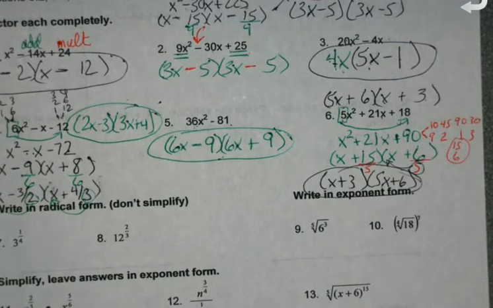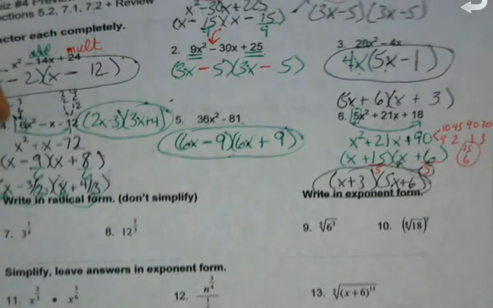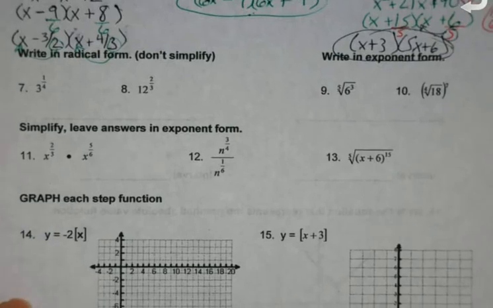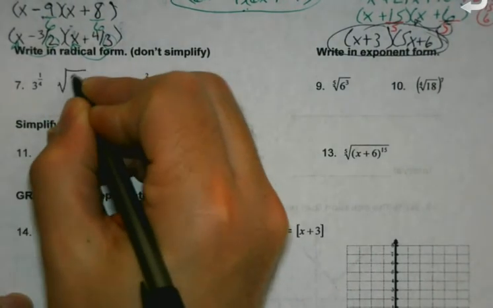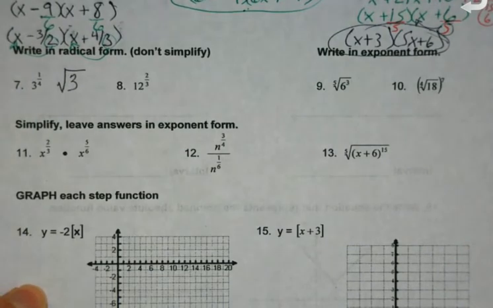Then we finally get back into the stuff we've been doing. Sliding things off the page here. Write in radical form, don't simplify. Okay, I get to do the easy part. I'll put the base under your radical. Where's the 1 go and where does the 4 go?